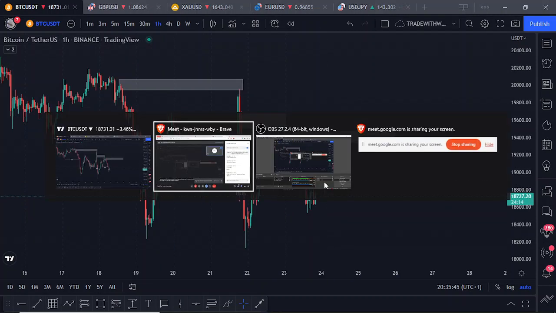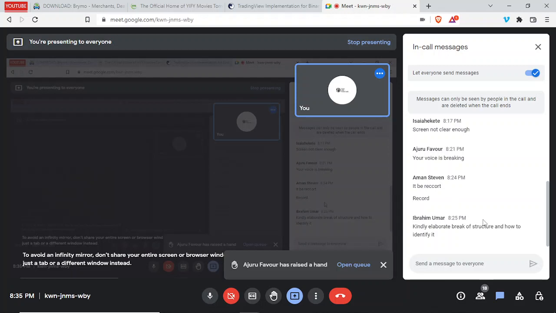Let me check if anyone has any questions. Okay, so I believe I've answered this question on break of structure. And then I'm moving to how to identify liquidity. Then I'll stop there.